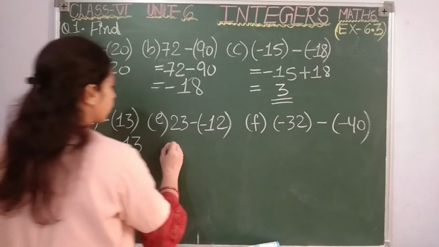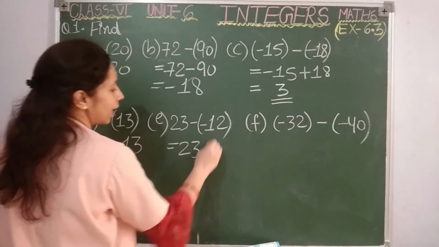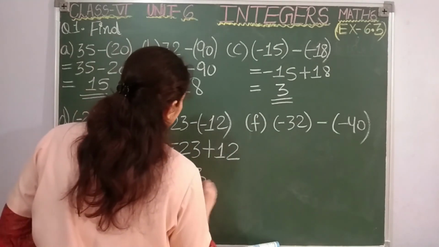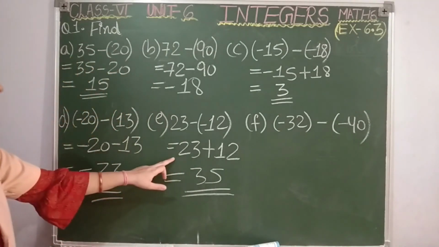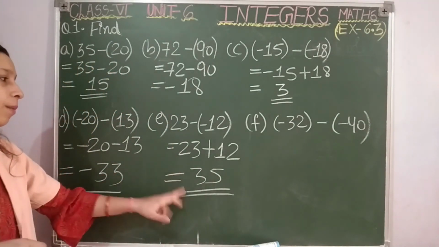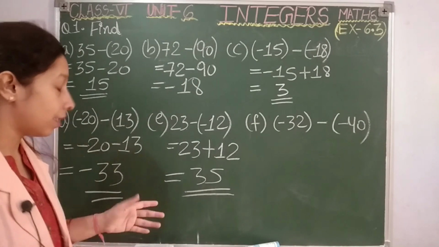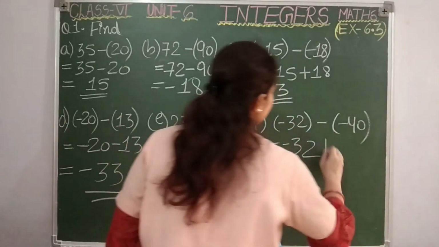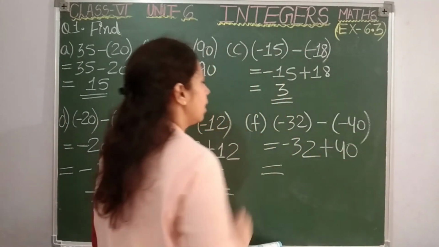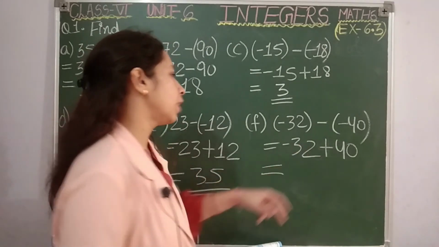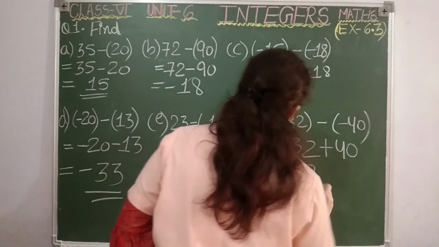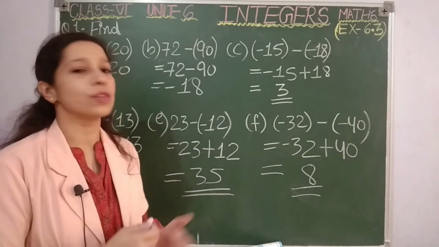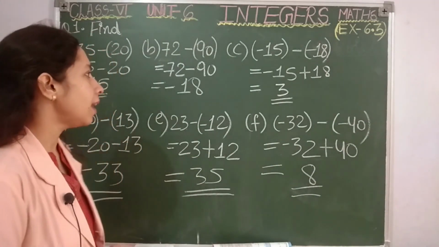Point number E students, 23, here minus minus plus. Now both the integers are positive, so simply we are going to add. So we will get 35, and 23 is the positive integer as well as the greater number, so 35 will also be a positive integer. Last one students, minus 32, here minus minus plus, then minus plus minus. 32 minus 40 will give us 8. 40 is the greater number with positive sign, so in your answer also you will write positive sign or a positive integer. So 8 will be our final answer.